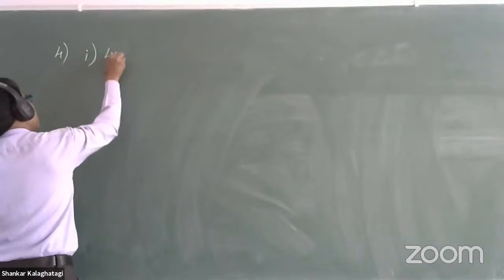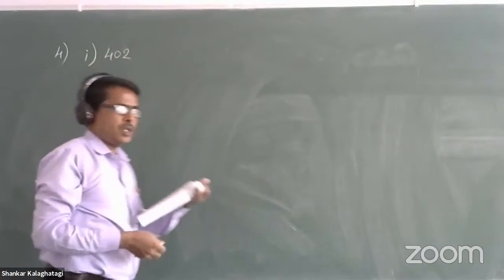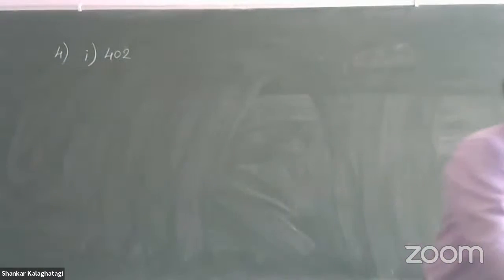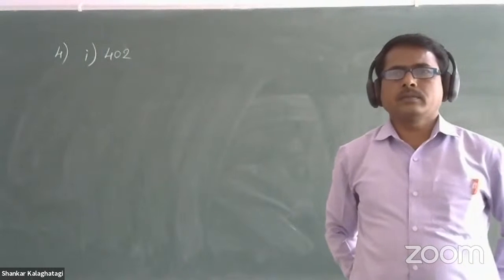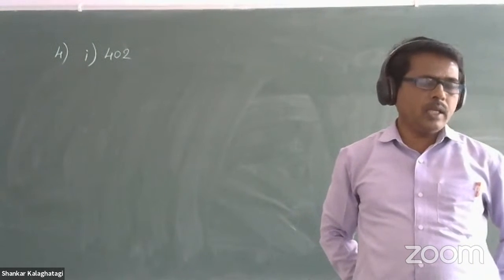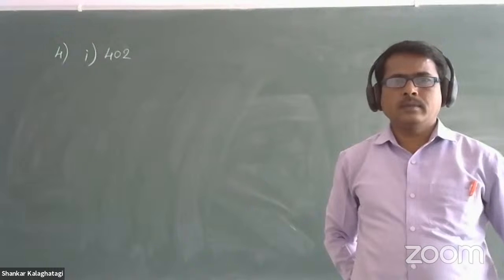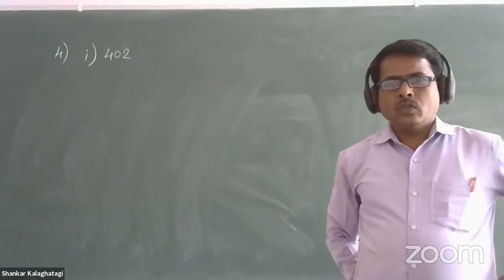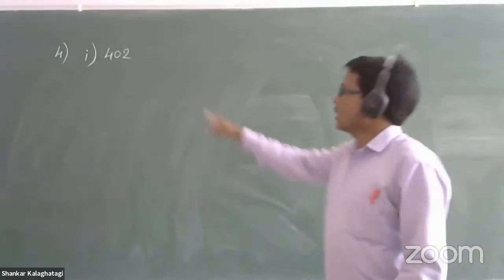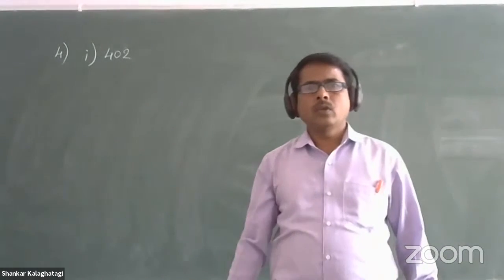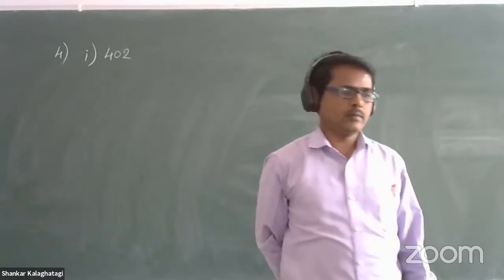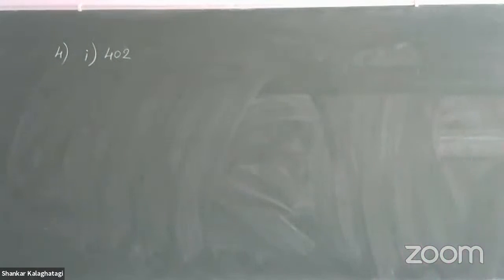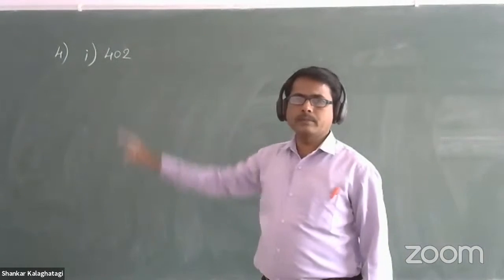How many of you understood question number 4? Have you understood the question? Has anyone understood the question? If you understood the question, tell me. The question is: 402 is not a perfect square. To make a perfect square, how much should be subtracted from it?